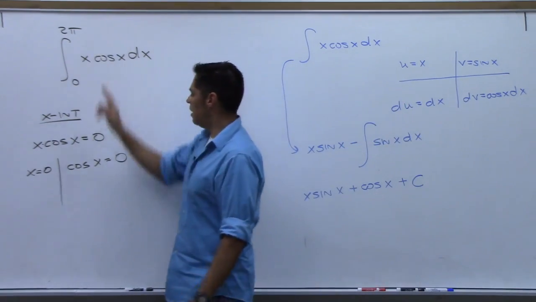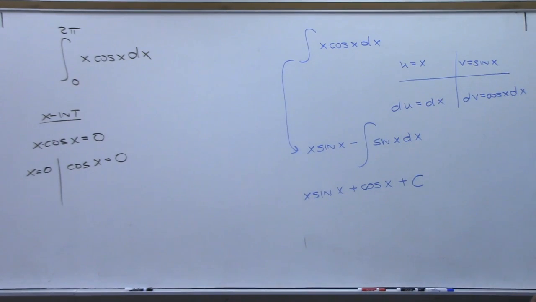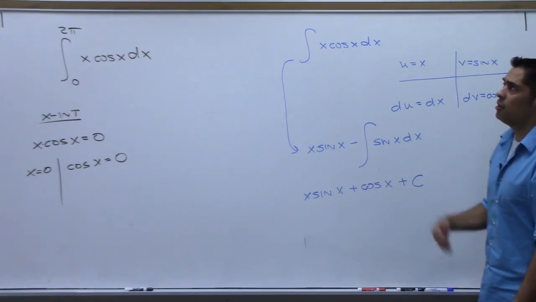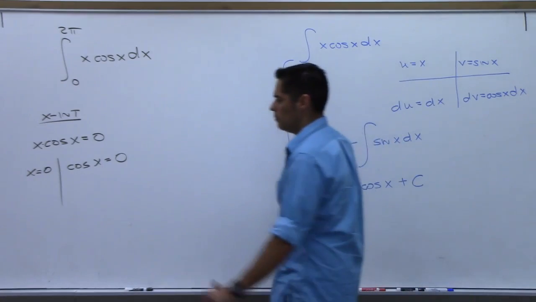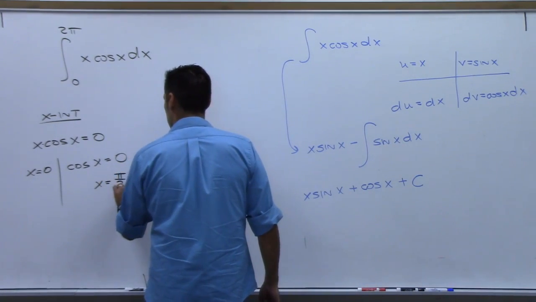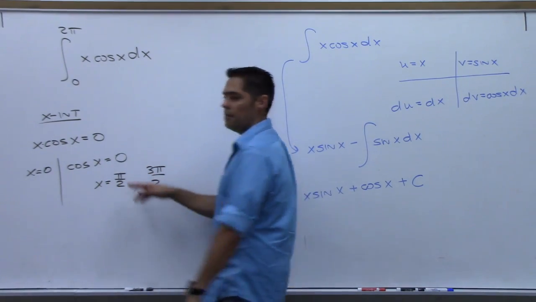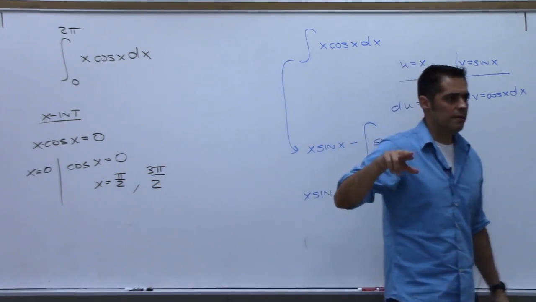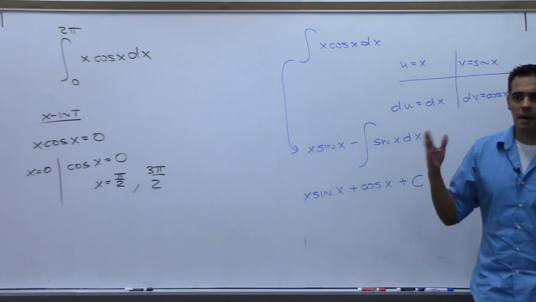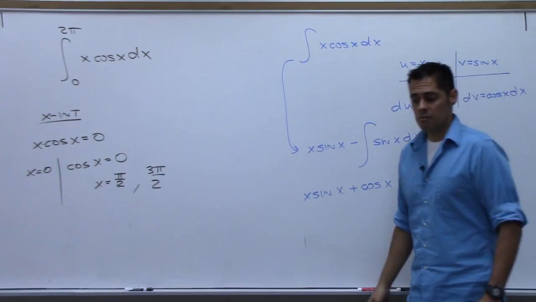So what are the only places that cosine is 0 between 0 and, sorry, 0 and 2 pi? If x is pi over 2 and 3 pi over 2. The only places on the cosine curve where you get 0 is at pi over 2 and 3 pi over 2. So those x-intercepts are those.